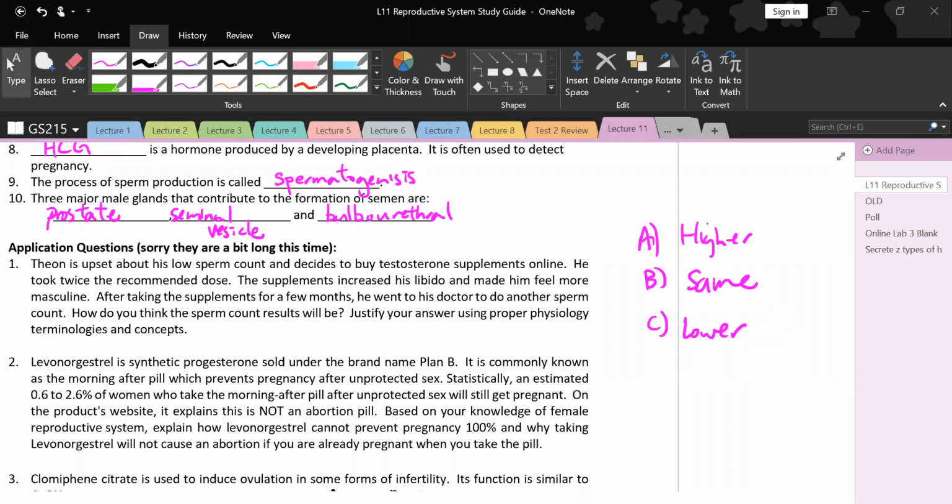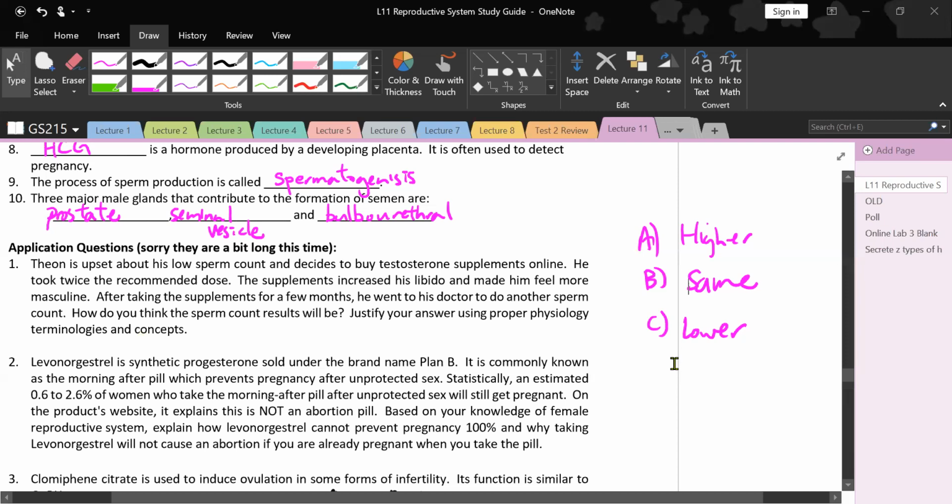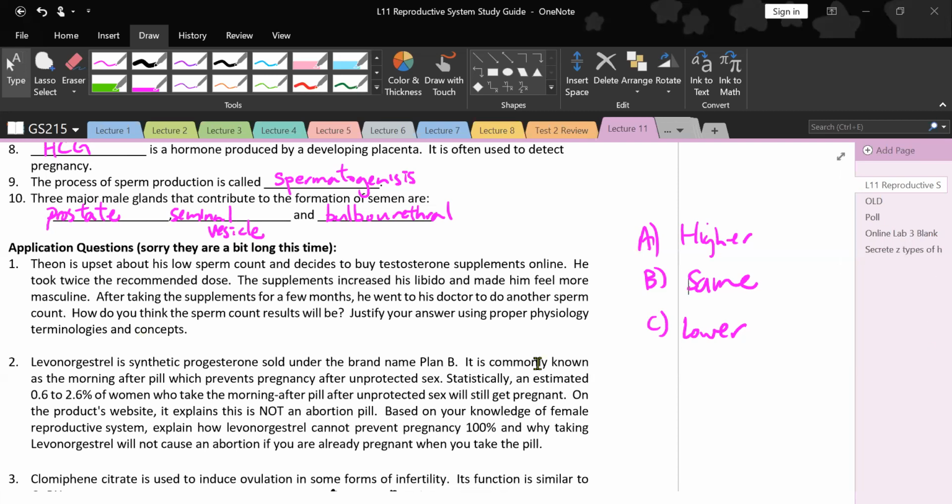Ooh, we have a 3-way split here with the results. Interesting. Okay, well, let's go back to what we wrote down here, right?